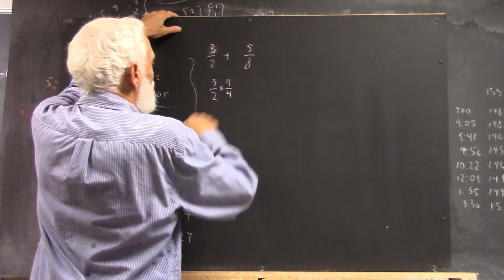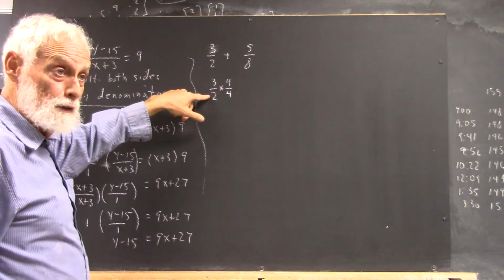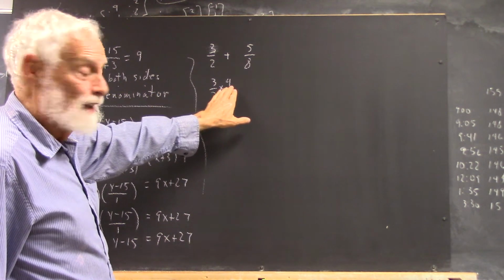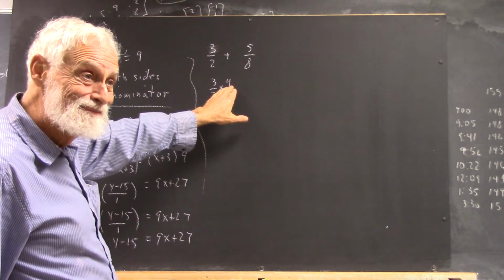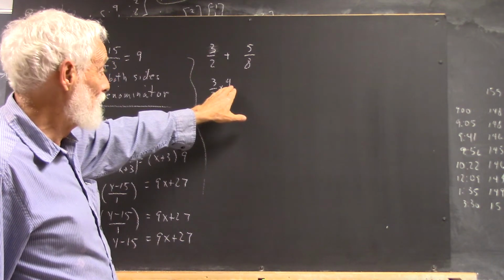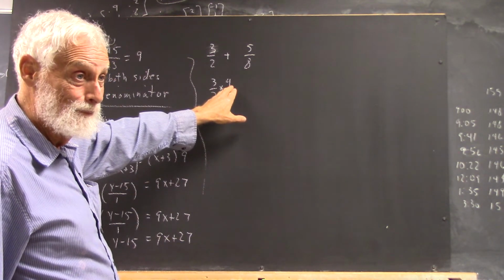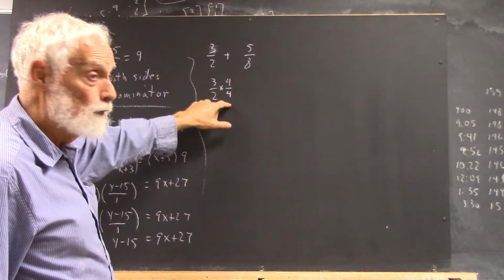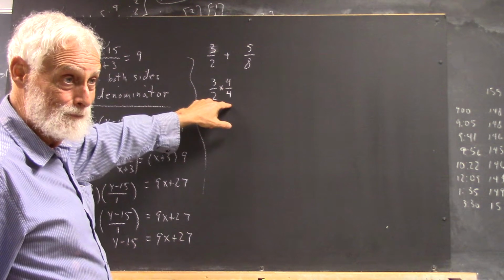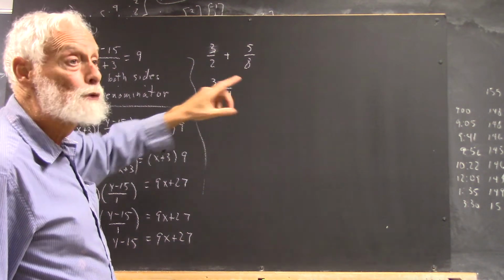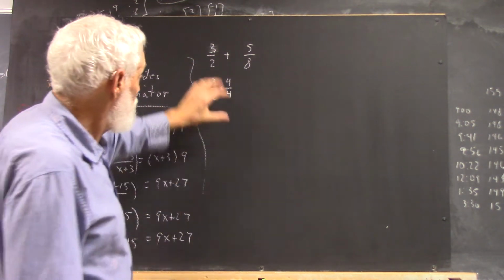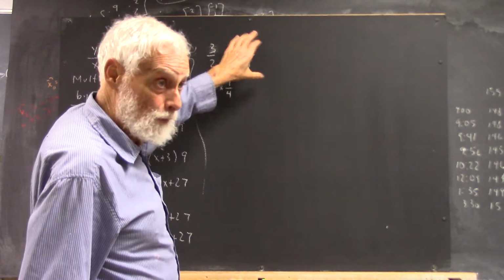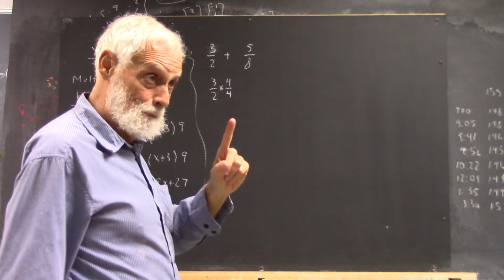I can't multiply by something that changes the value of 3 halves. If I multiplied by 4, I'd get 6. Well, that's not equal to 3 halves, right? But if I multiply by 4 over 4, it's still equal because 4 over 4 is just 1. So it's real important to understand that the only thing I can multiply by here that doesn't change the value of that fraction is 1.